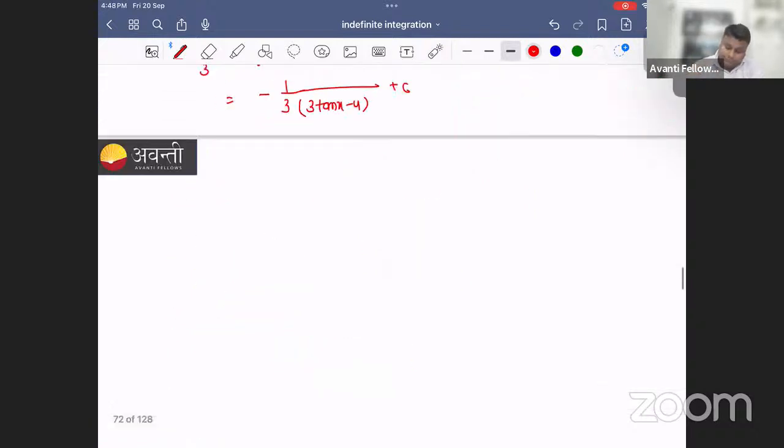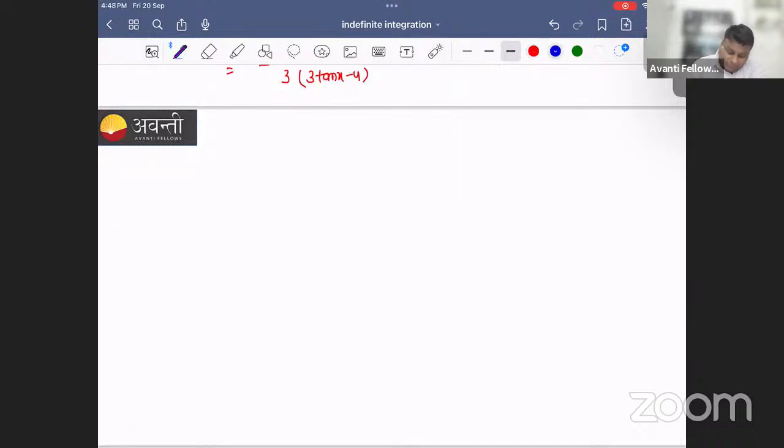Now, next question. See, we have integration dx upon x into x to the power n plus 1. Think over it. Think for a minute.